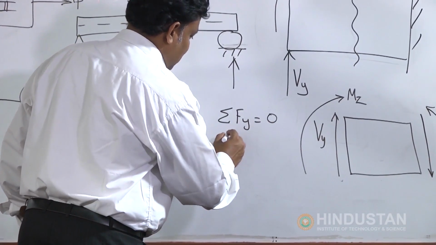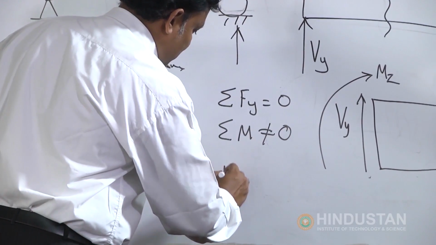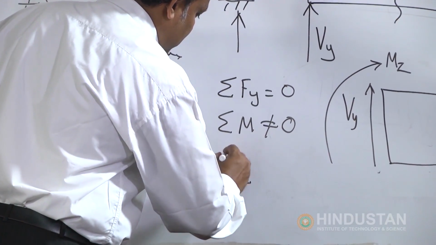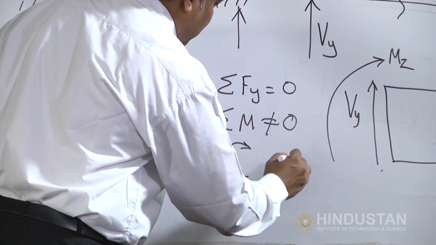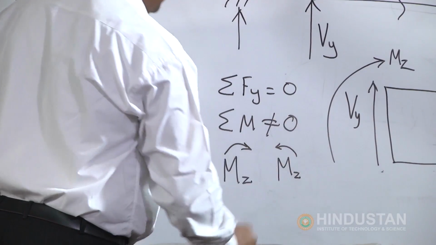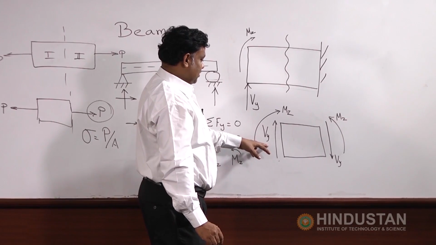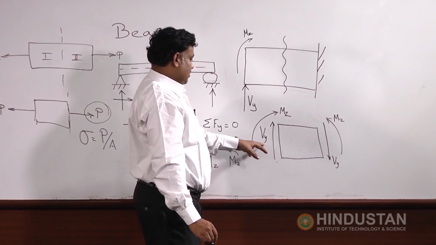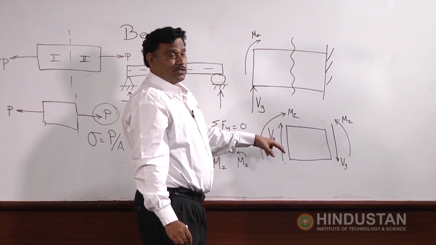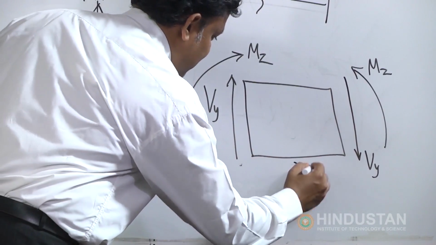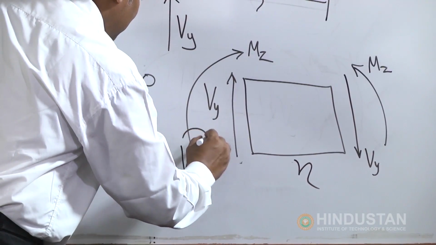but if you see the moment is not equal to 0, because there is a Mz moment acting on the left face and there is a Mz moment acting on the right face, and you can see there is a couple also there, because this is a Vy, another is Vy. These two forces whose lines of action do not coincide will produce a couple. So, we will call the distance eta. So, I can write Vy eta, that is also in this direction.